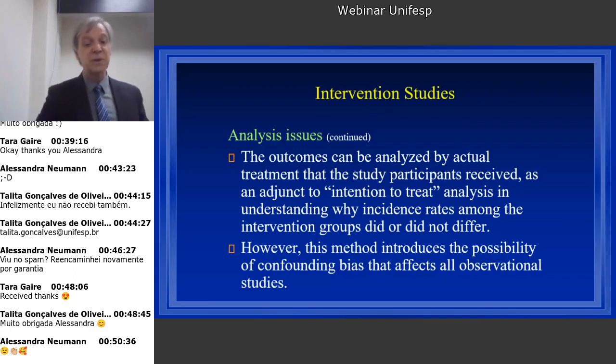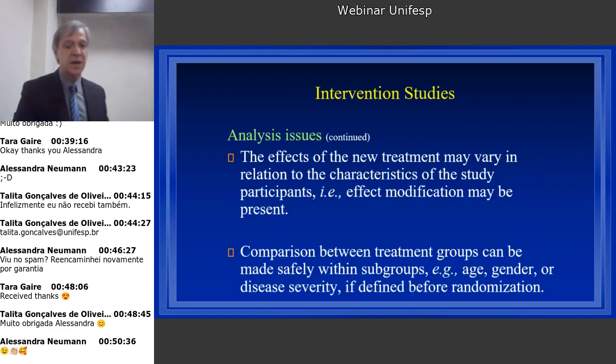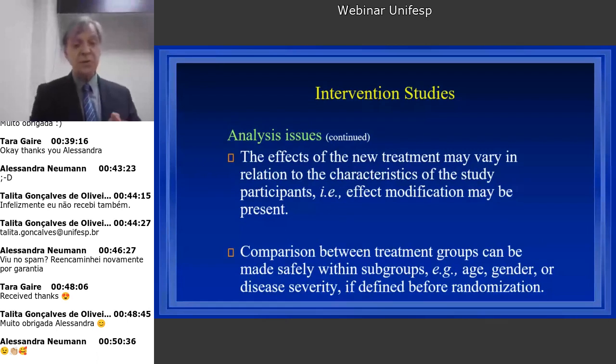However, this method introduces a possibility of confounding bias that affects all observational studies. I mentioned that already. So analyzing the clinical trial with people who have migrated from treatment to non-treatment and vice versa, non-treatment to treatment, violates everything I wanted to do with randomization. It includes adding bias when there is none. You are adding bias. You don't know where this is going, especially confounding bias, but allow some kind of selection. The effect of the new treatment may vary in relation to characteristics of the study participant. If effect modification is present, comparison between treatment groups can be made safely within subgroups.